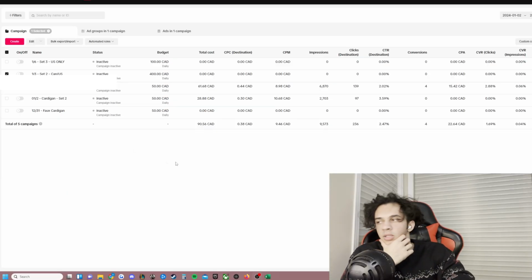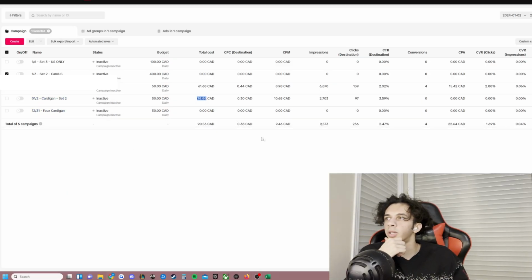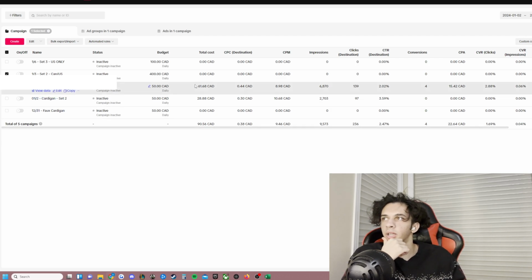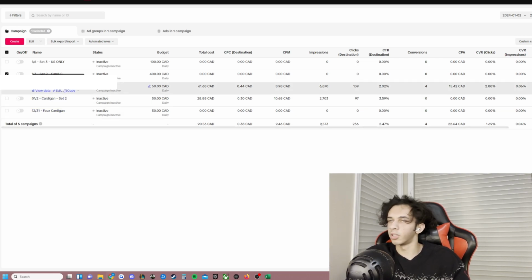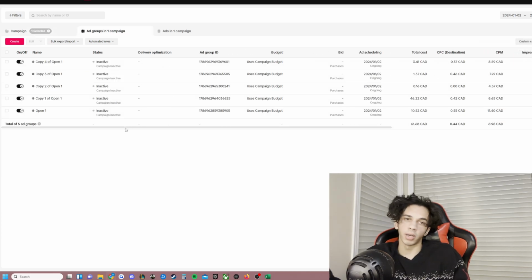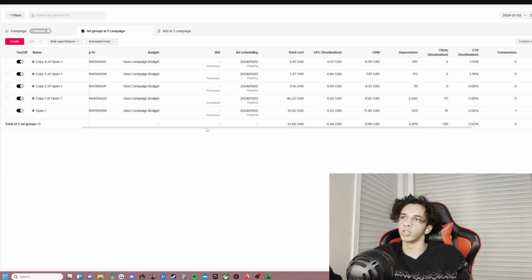Okay, let's break down the ads. So as you can see, we spent $28 on the first campaign, and then we spent $61 on the second campaign. I pretty much cut the first campaign off because it wasn't performing as well as the second one. There were no really orders for that product. So I went along with the second campaign, which is the product that I ended up going along with for this challenge.